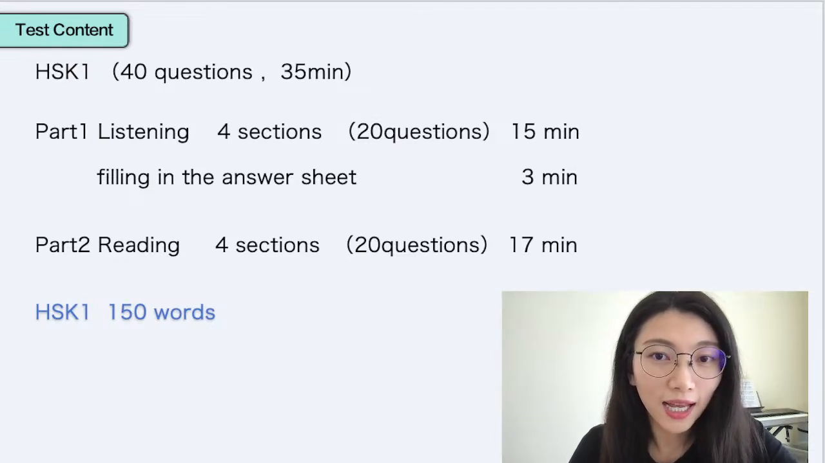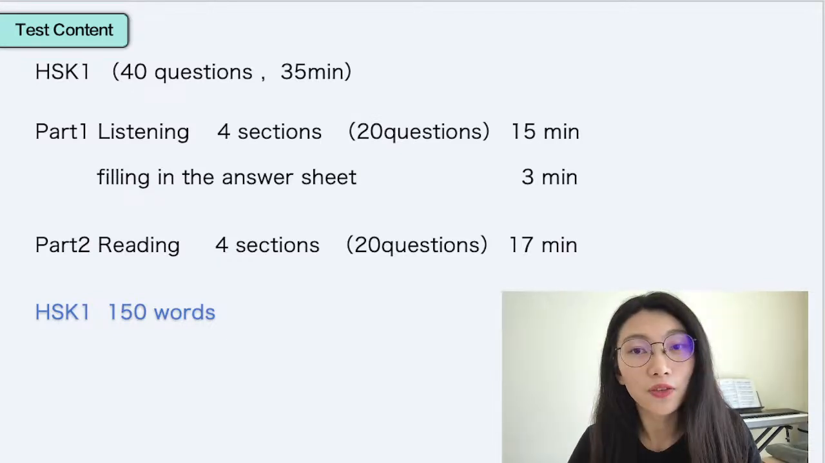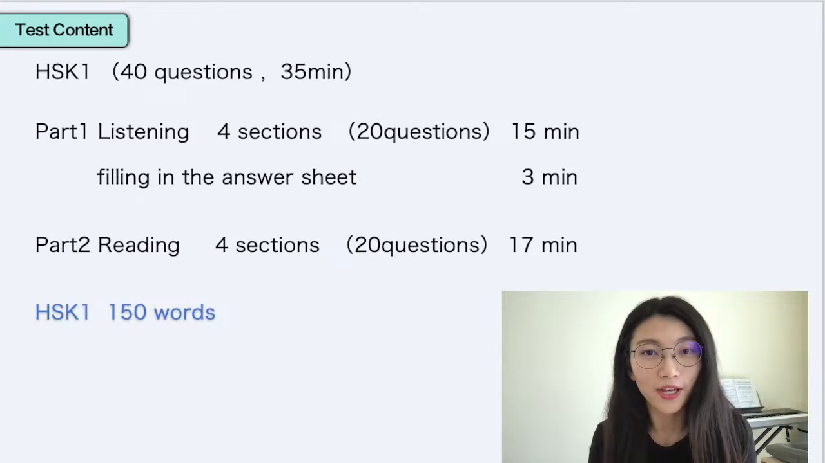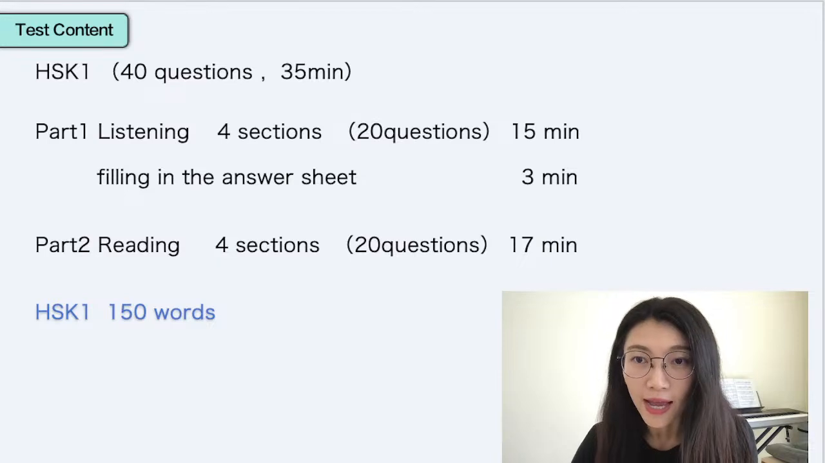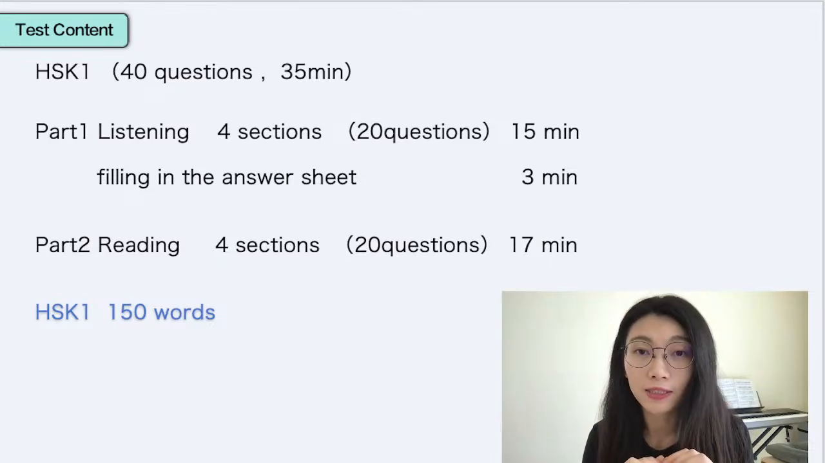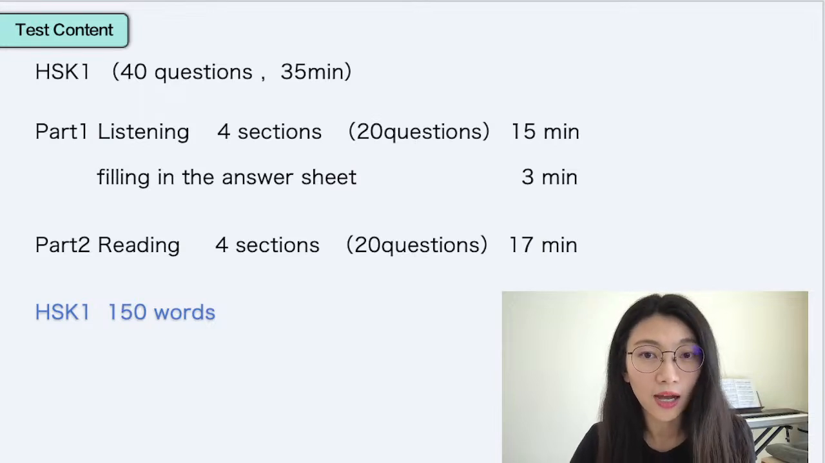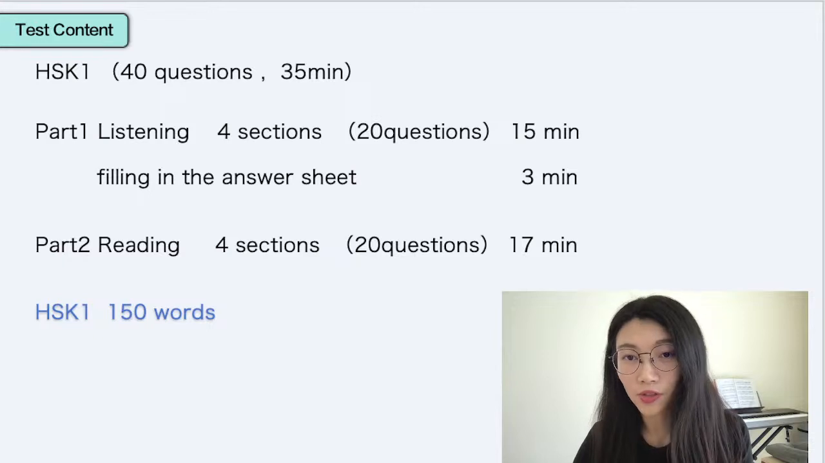The HSK1 exam has 40 questions in total and takes around 35 minutes. It has two parts. Part one is the listening part. It has 4 sections, 20 questions in total. You need to finish them in 15 minutes. After you finish the listening part, you have 3 minutes to write your answers in the answer sheet.